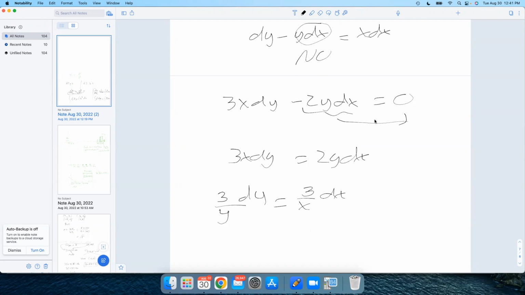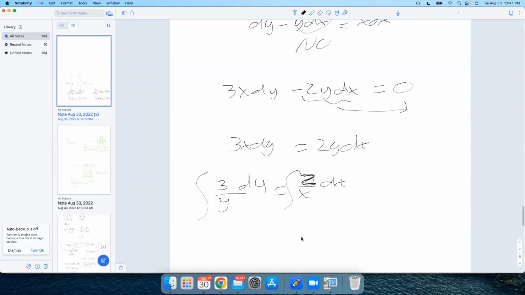So yes, there might be a little adding and subtracting at first, but to actually move the y's and x's around, you're going to be multiplying or dividing. And then here we can finish this out. This is supposed to be a 2 here, isn't it? Okay, and then let's see, we'll get 3 natural log absolute value of y equals 2 natural log absolute value of x plus c. And this could be solved explicitly, but I don't feel like doing it right now.